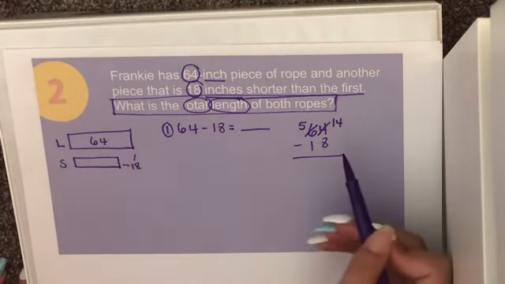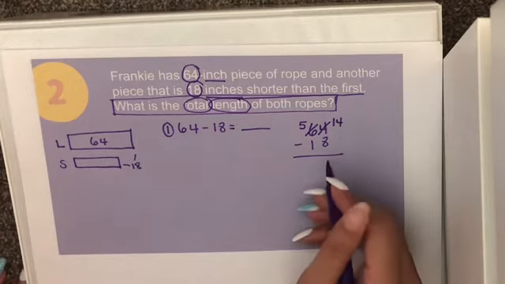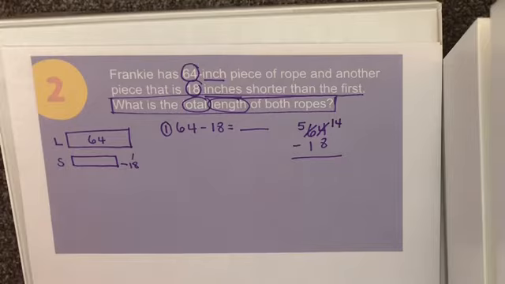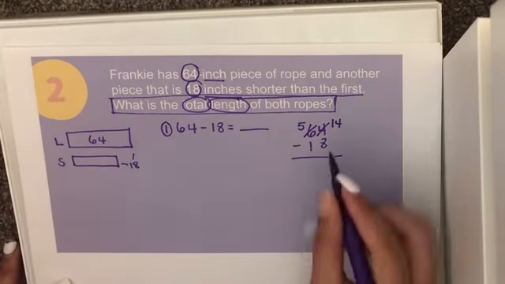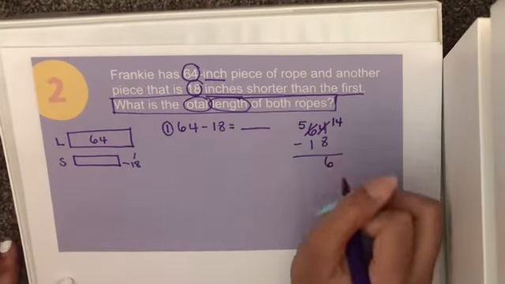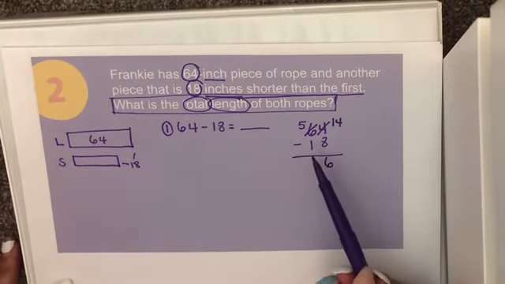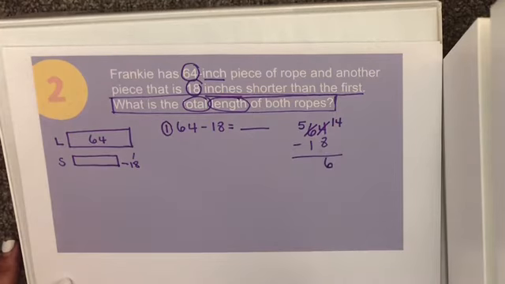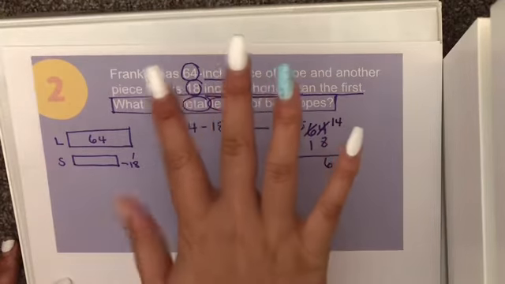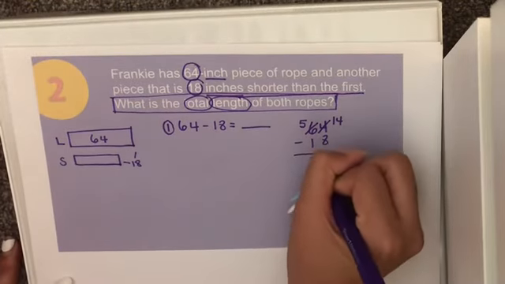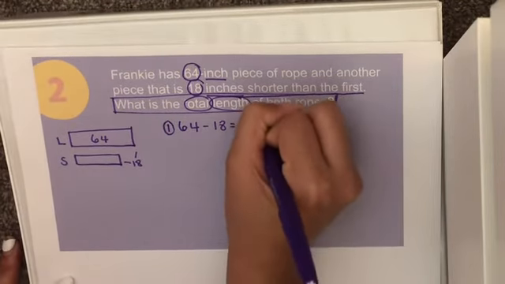So now I can take 8 from 14. 14, 13, 12, 11, 10, 9, 8, 7, 6. I'm going to go ahead and write that down. So 14 minus 8 is 6. Now 5 minus 1 is 4. I'm going to write that down as well.